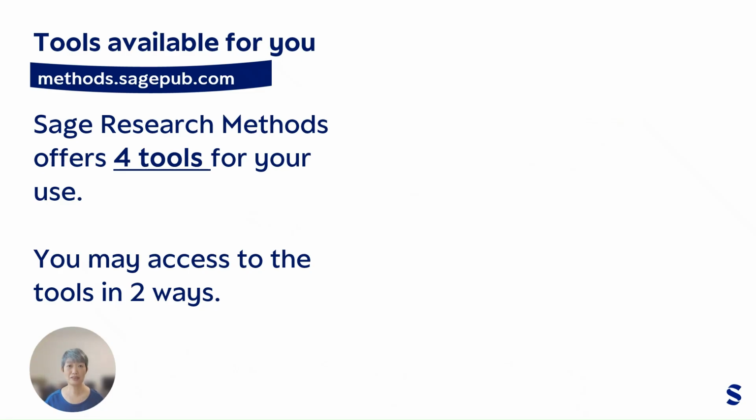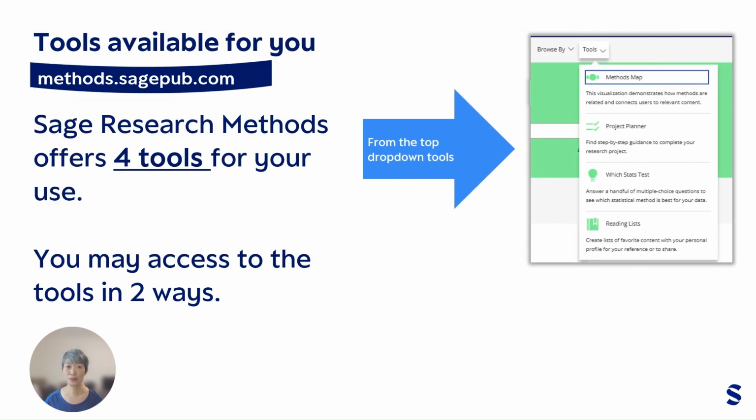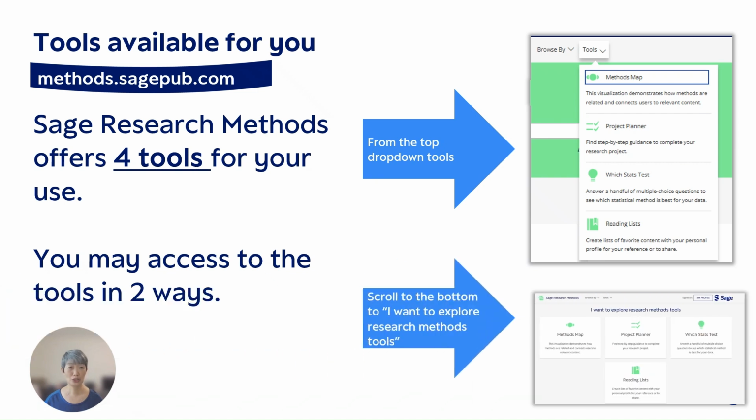Sage Research Methods offers 4 tools in total for your use. You can access these tools in 2 ways. First way, you can click on Tools from the menu bar at the top. Second way, you can scroll down to the bottom of the home page to find the I want to explore Research Methods Tools area. This is where all our tools sit, and as you can see, we have here Methods Map, Project Planner, Which Stats Test, and Reading List.